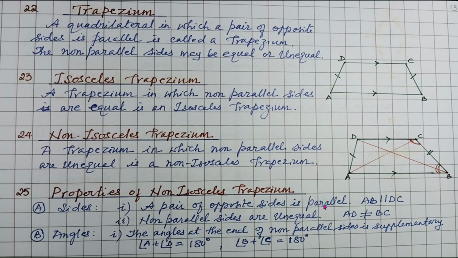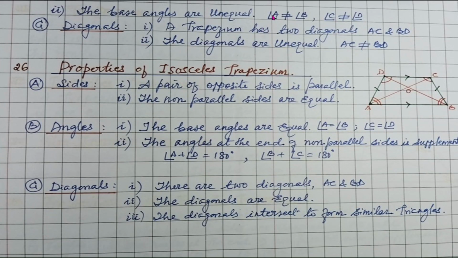A pair of opposite sides is parallel, that means AB is parallel to DC. Non-parallel sides are unequal, that is AD is not equal to BC. In terms of angles, the angles at the ends of the non-parallel sides are supplementary. The non-parallel sides are AD and BC, therefore the angles at the ends of BC are angle B and angle C. When we add angle B and angle C, it is 180. Add angle A and angle D, it is 180. Remember that.